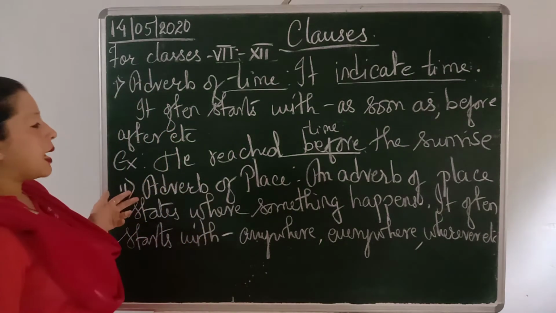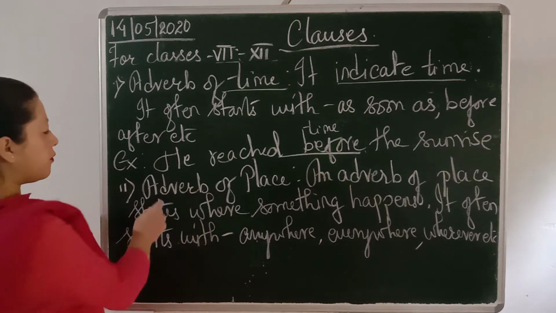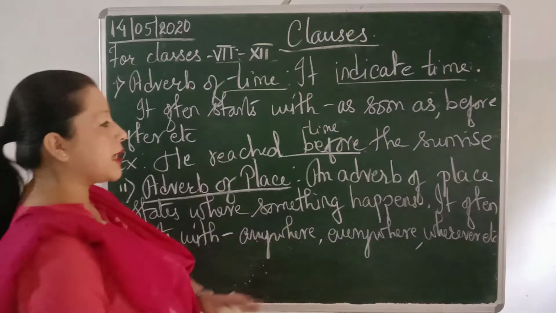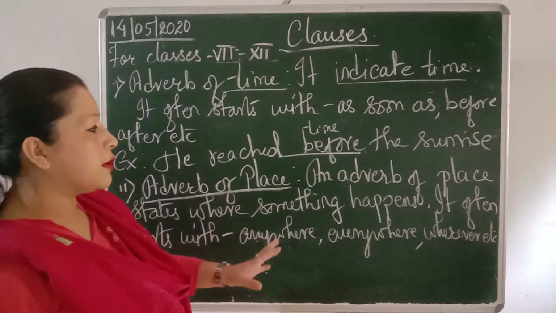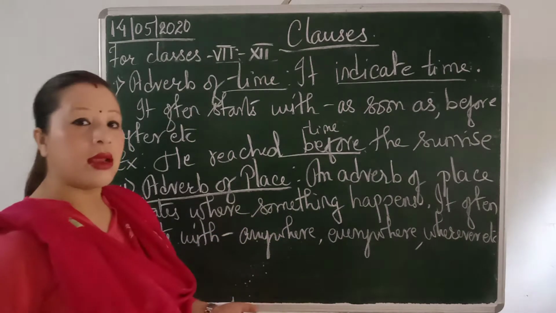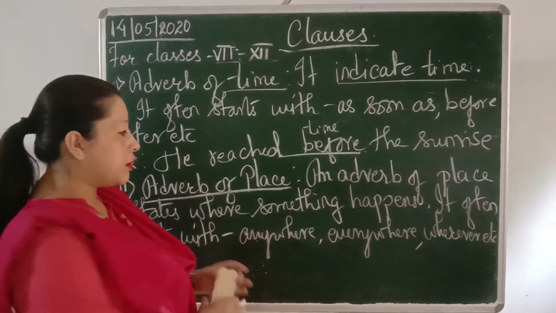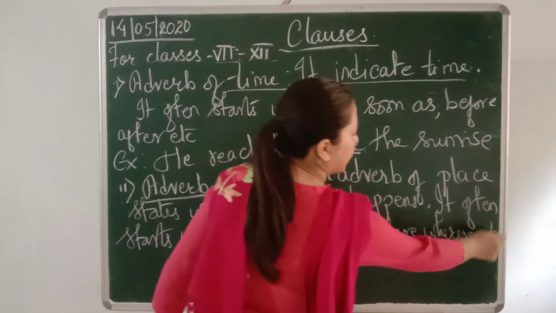So next is adverb of place. Now adverb of place, what is it? An adverb of place states where something happens, and it often starts with anywhere, everywhere, wherever. Because this word represents a place.